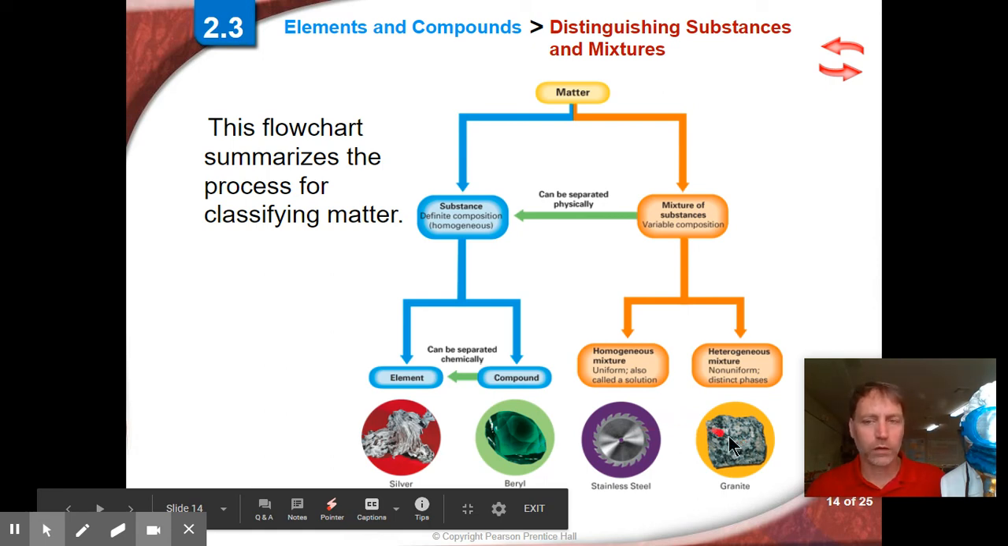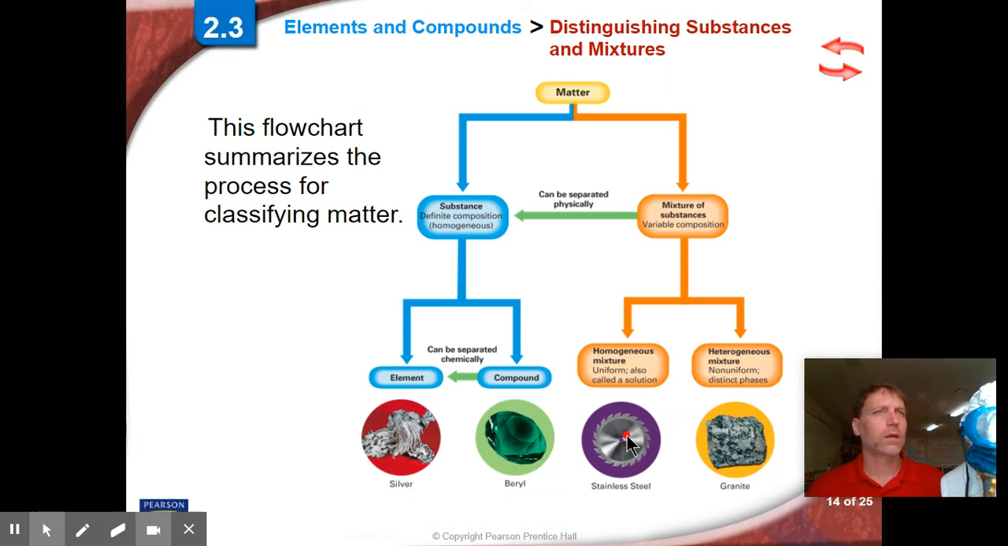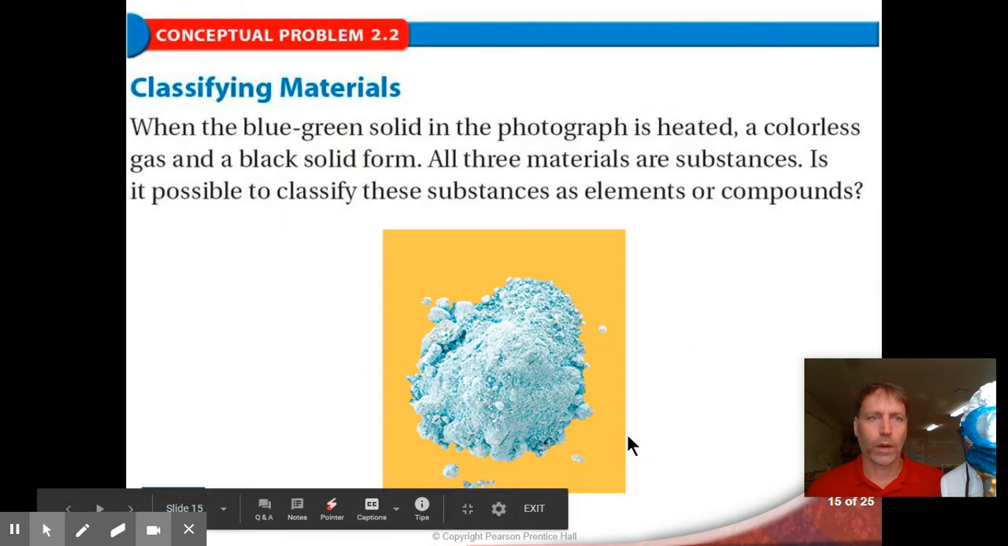So this is a mixture. These are both solids, but one is a mixture that is heterogeneous, not uniform throughout, and the stainless steel, iron, and carbon are uniform throughout.